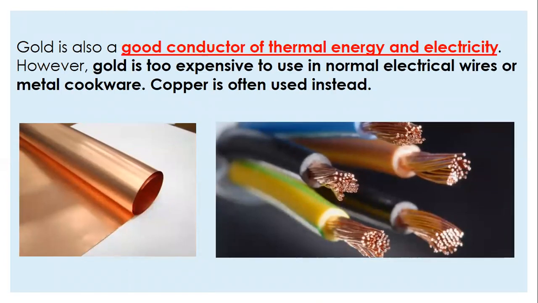Of course, gold is very shiny and it's a good conductor of thermal energy and heat, but it's very expensive to be used in making wires and cooking pots. So instead we use copper in making electric wires.